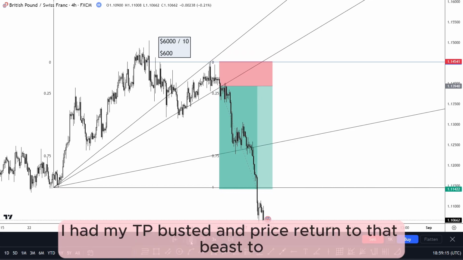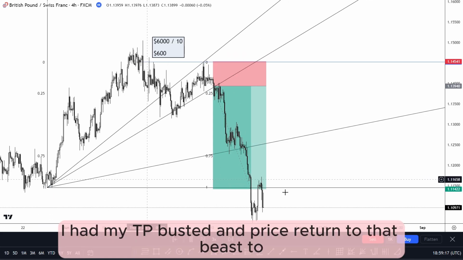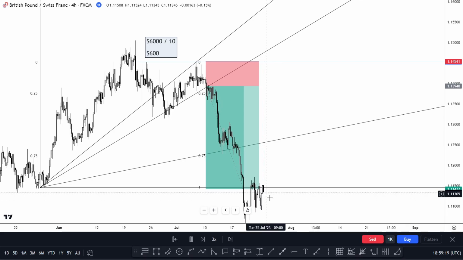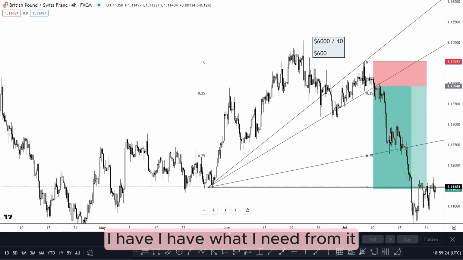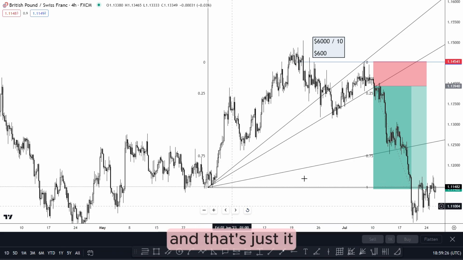And finally, I had my TP hit, and price returned to that base to currently do what it's doing now. But for me, I'm done with this trade already. I have what I need from it, and that's just it.